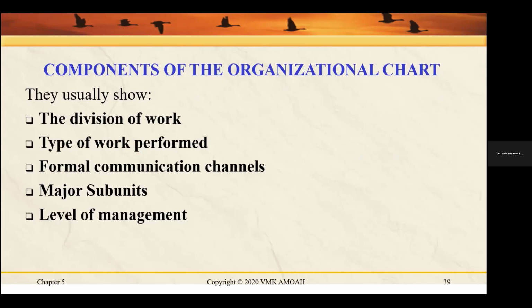Then we also have the various forms of those kinds of authority. Then the level of management. I have taught you the management levels, and I'm not going back because you're supposed to know by now. Don't forget, if you forget, it will go against you. So these are the components of the organizational chart: the division of work, the type of work performed, formal communication channels, the chain of command, the major subunits in the charts, then the level of management.